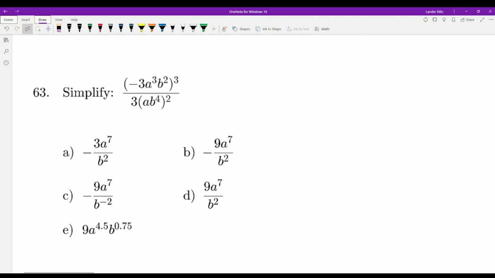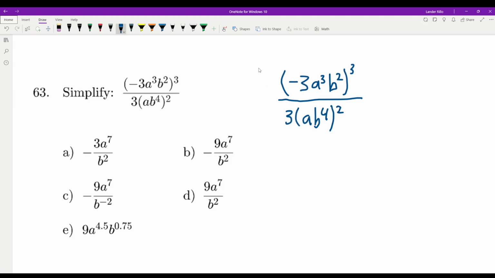Next, we're going to do this one. It's probably the hardest one that involves exponent rules. So let's just change this around. Negative 3a cubed b squared. Just going to rewrite it for myself. And there are many, many different ways to go at this.